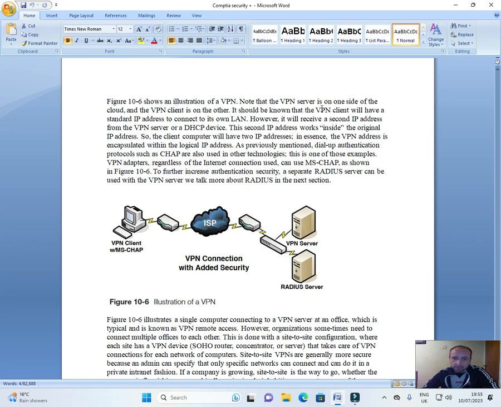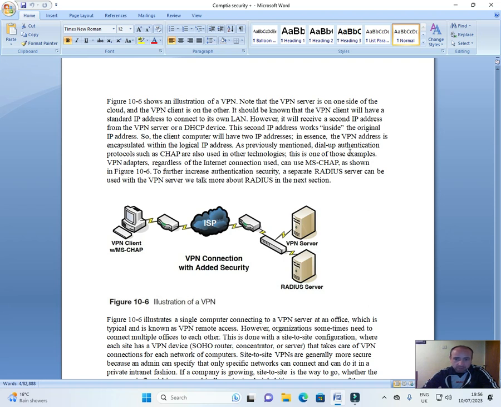Note that the VPN server is on the side of the cloud and the VPN client is on the other side. It should also be known that the VPN client will have a standard IP address to connect to its own LAN. However, it will receive a second IP address from the VPN server or a DHCP device. This second IP address works inside the original IP address, so the client computer will have two IP addresses. In essence, the VPN address is encapsulated within the logical IP address.